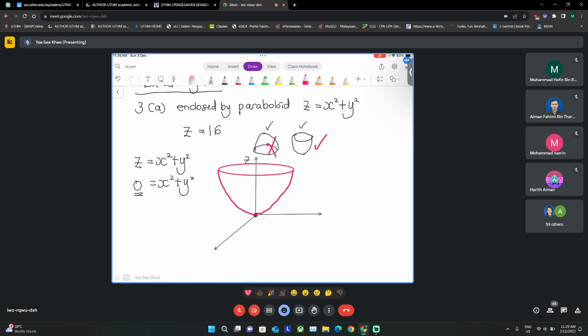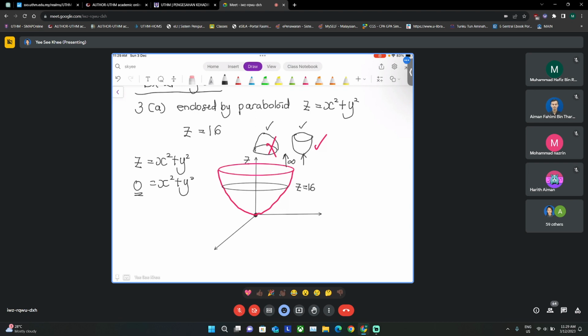Enclosed by a paraboloid, meaning that it's within the paraboloid, inside the paraboloid. And it says that z equals 16. So in fact, the paraboloid you can extend up to infinity. The z can be infinity, but they want you to stop at the plane z equals 16, meaning that you are going to cut this thing at a position, z equals 16.